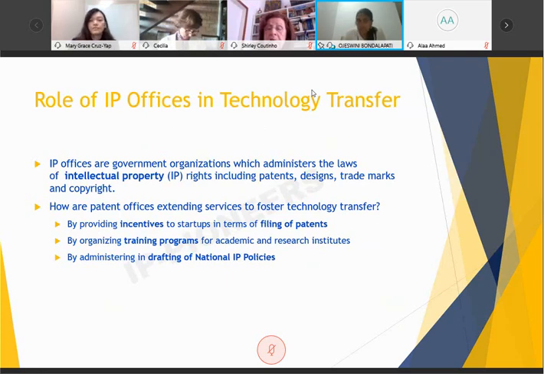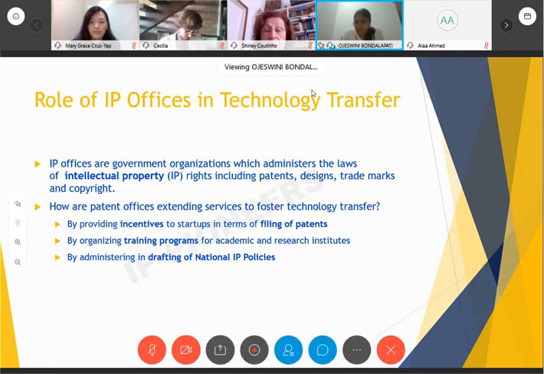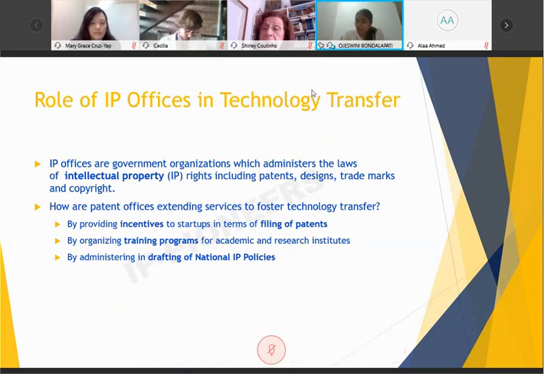And coming to the role of IP officers, national IP officers are people who have complete control and who administer the national IP laws, and their part in this technology agreement. In developing countries, we are seeing that they are coming forward, mostly in drafting IP policies, and national IP officers are also taking the initiative to start training programs, mostly for academic institutes.